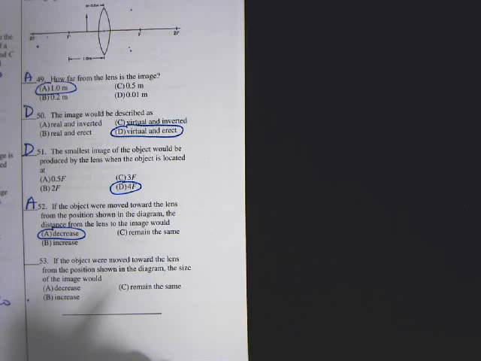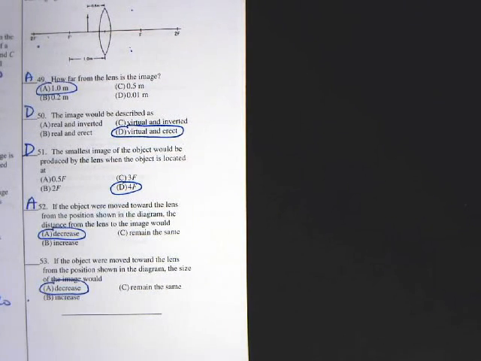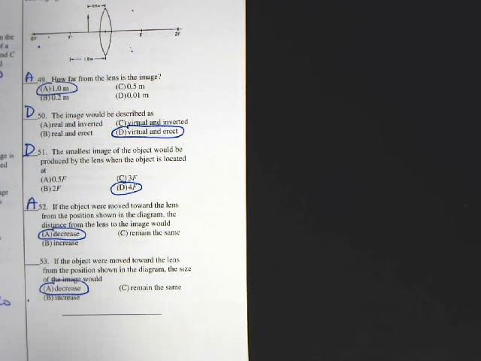And then the last question says, if the object were moved towards the lens from the position, the size of the image would decrease. So if you look at the equation, HI over HO is equal to DI over DO, we see again that the image itself is going to decrease as you do that.